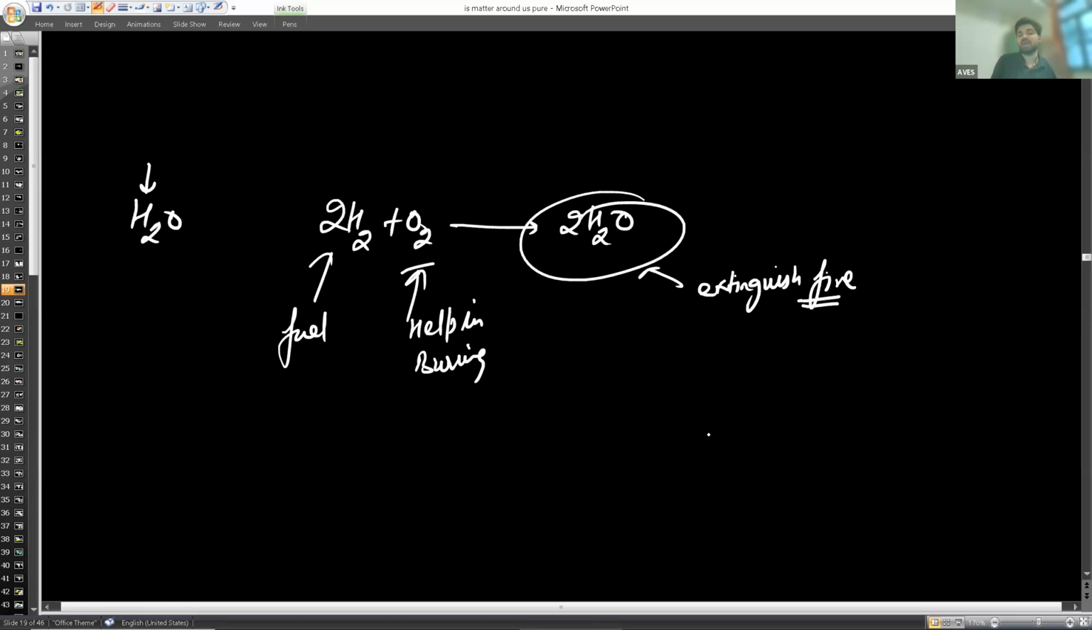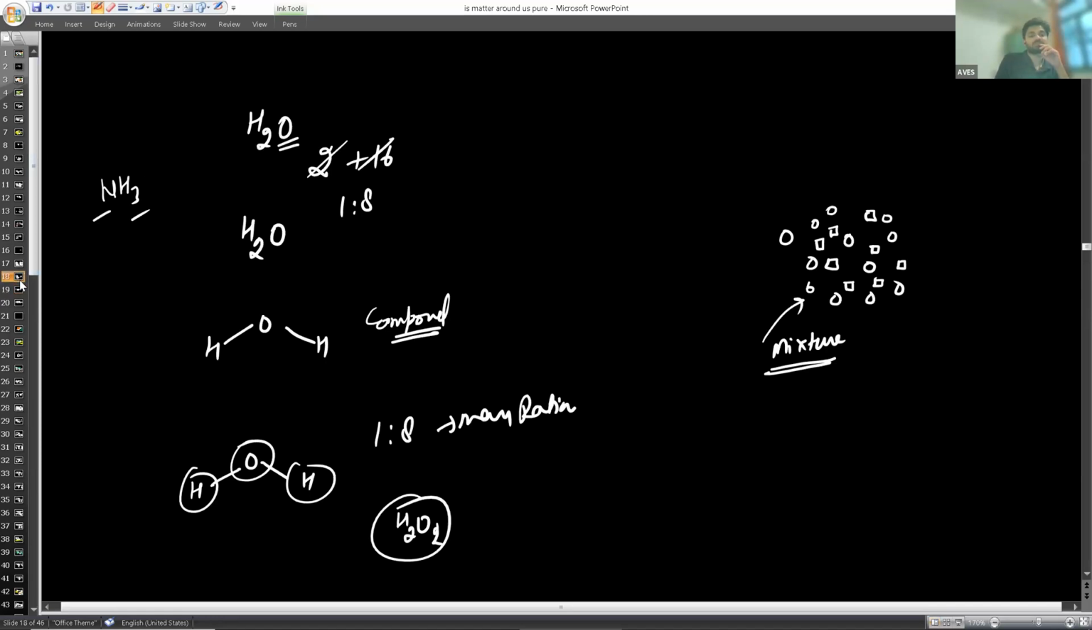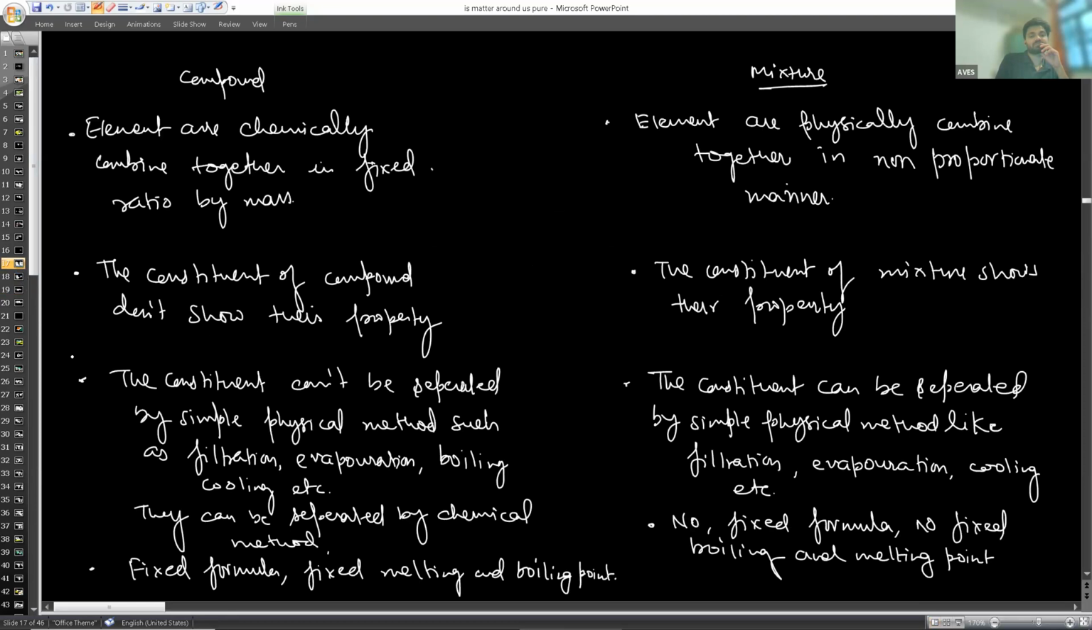And mixtures don't have any formula, while compounds have a molecular formula or chemical formula. Compounds are formed by chemical combination. When elements are chemically combined together, compounds are formed. But mixtures are formed when two or more substances are physically combined together. Got it? Understood? Yes or no? Yes, sir. So please note it down.